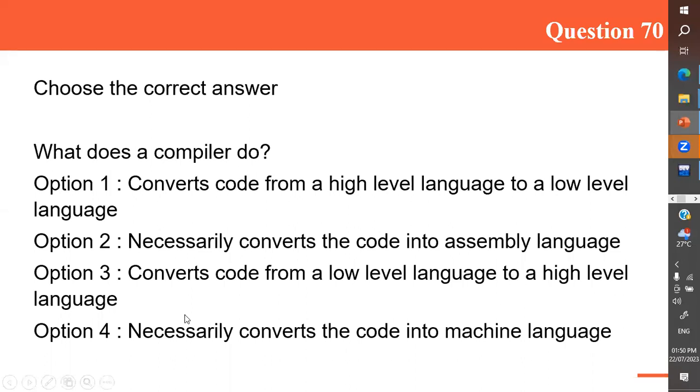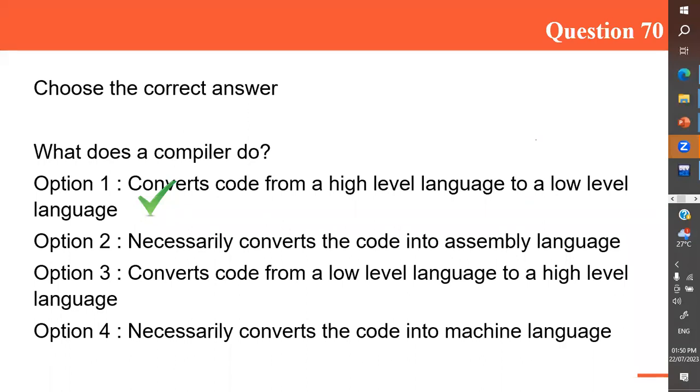We have to say a generalized answer. What does the compiler do? The compiler converts the programming language into low-level language. It's not any specific. We have to tell a generalized answer. It is nothing but the compiler converts the code from high level to low level. Low level means what? It can be any level, maybe assembly level or machine code or whatever it may be. It can be anything.